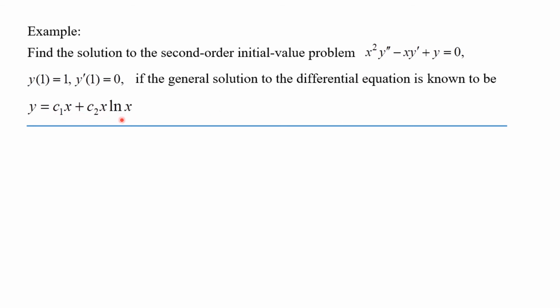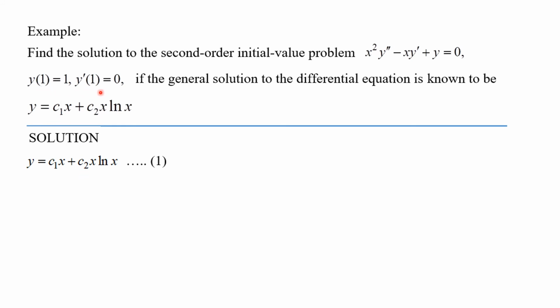In this question, we are asked to find the solution to the second order IVP. So let us solve the problem. We start by writing down the general solution, which we are going to refer to as equation number 1 for easy reference: y equals c1 x plus c2 x ln x. Our aim is to find the unknowns c1 and c2 subject to these two initial conditions.